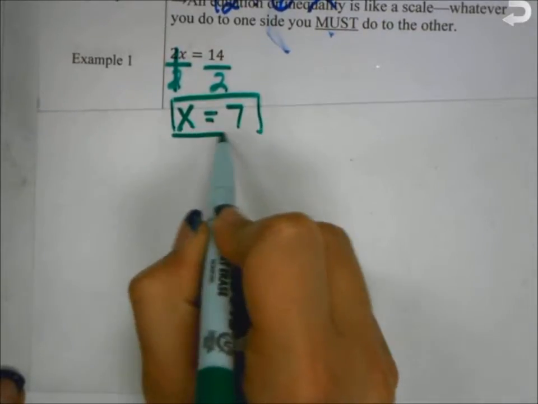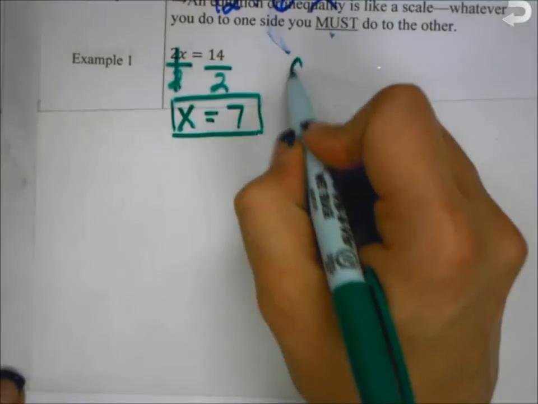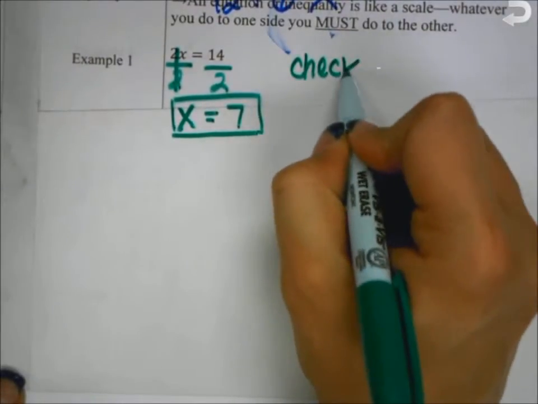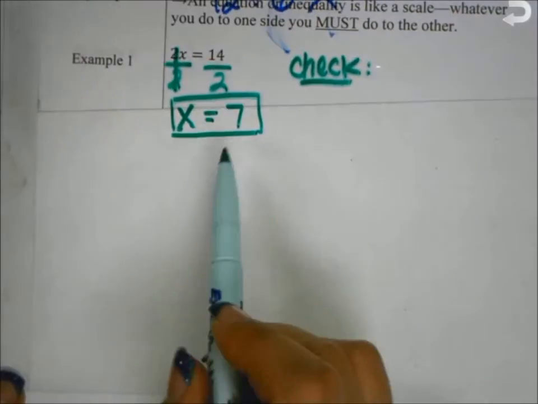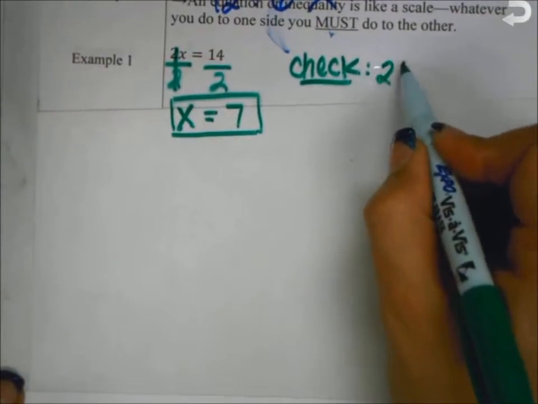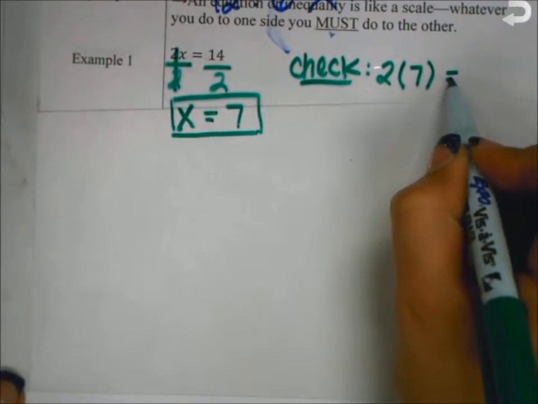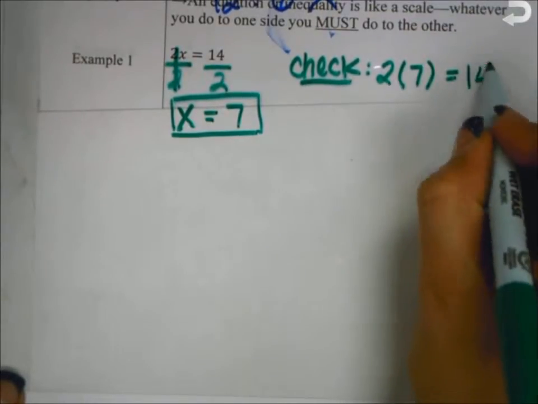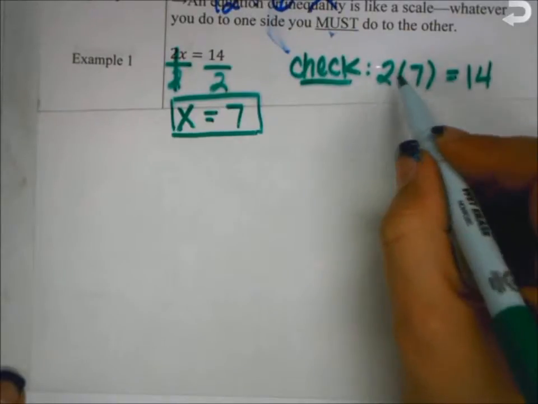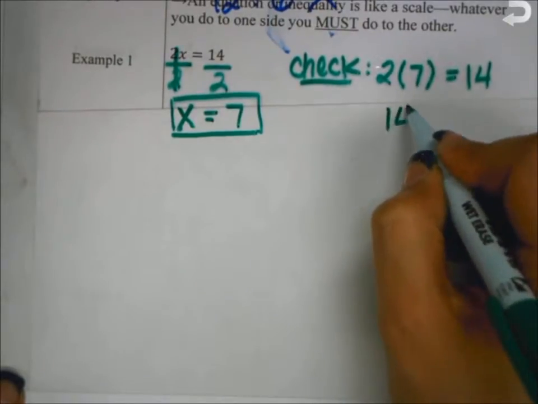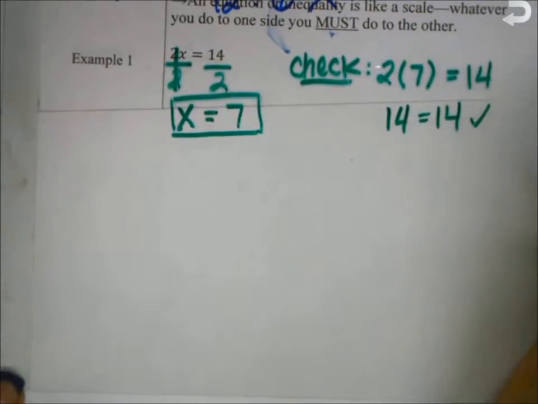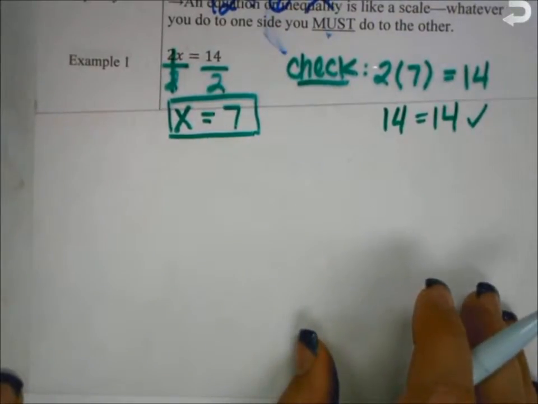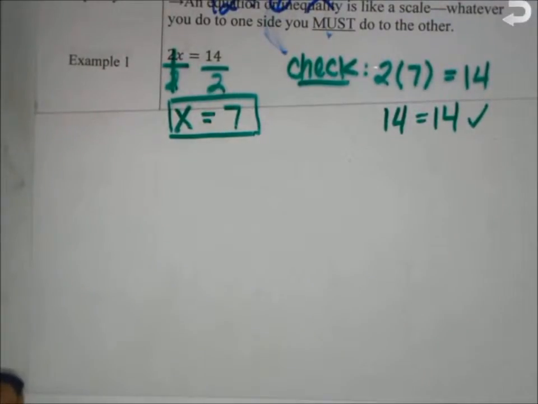Let's check it. So we check it by plugging 7 in for x, so we would get 2 times 7, and we want that to equal 14. 2 times 7 gives me 14. 14 equals 14. Is that a true statement? Yep, so we got the correct answer. So we're doing the exact same thing we did on Tuesday, except now we're multiplying and dividing.